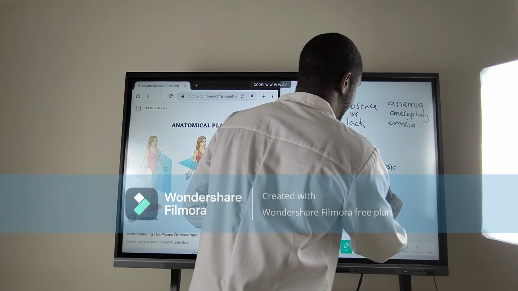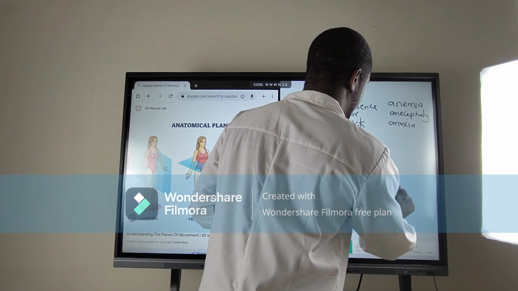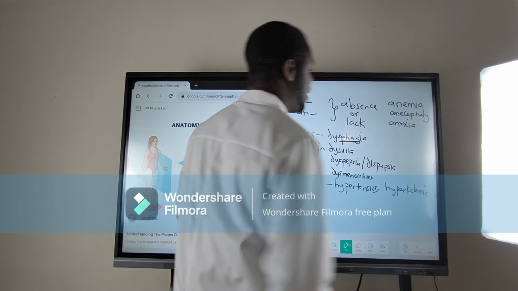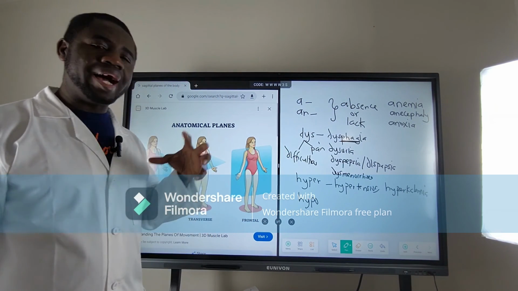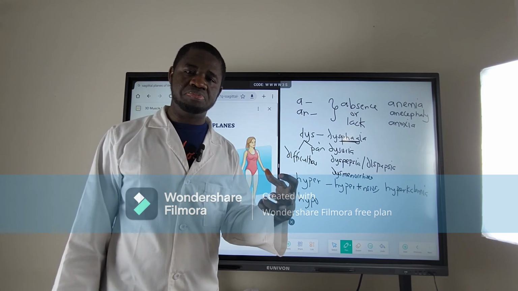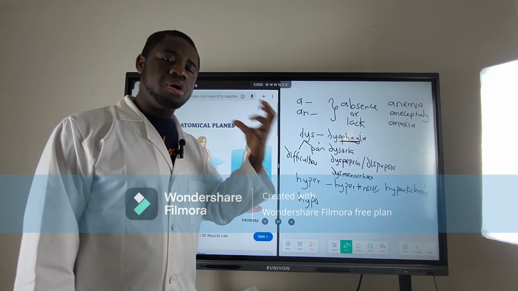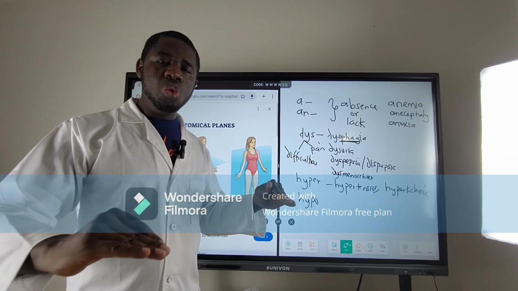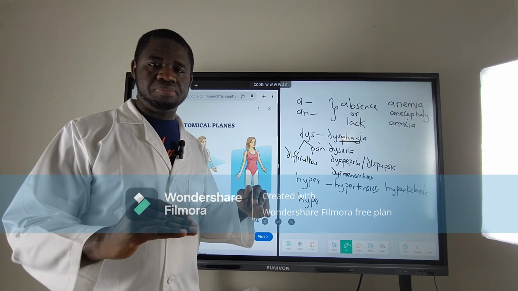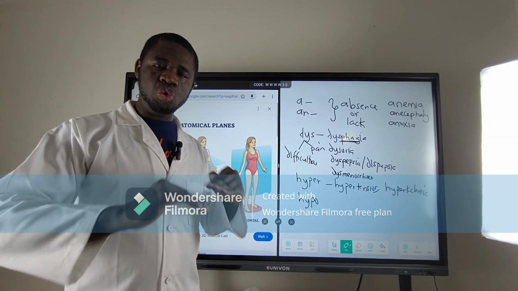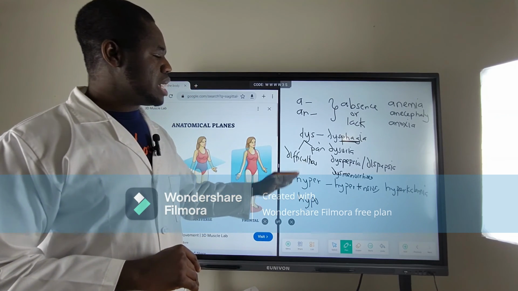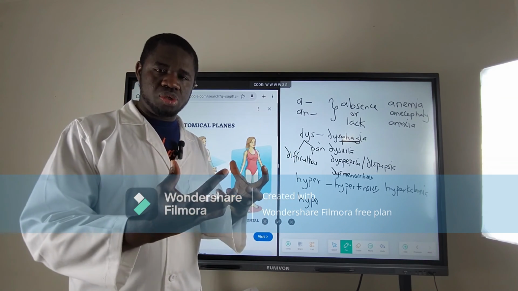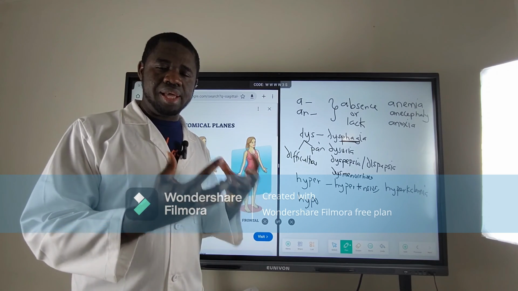If I say hyperkalemia, it means too high potassium, an excessive amount of potassium. Hypokalemia means low amount of potassium, when potassium is too low. So we use the words hyper and hypo to explain the amount of a substance in the body.